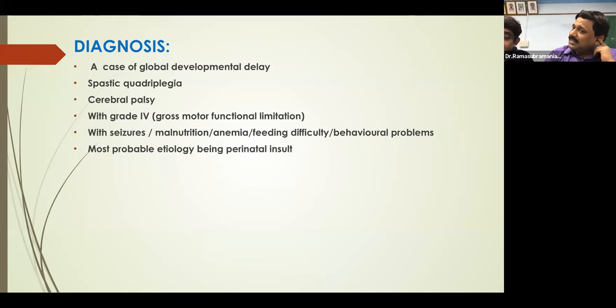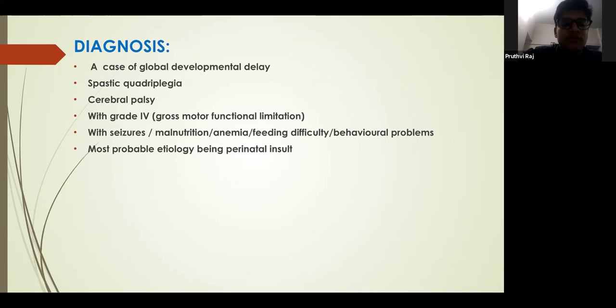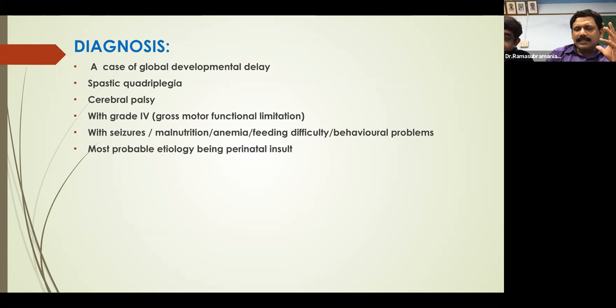So vision, hearing. Those things you have to see, right? Other comorbidities you have to work out, right? Even though you said the child is able to fix and follow objects, you also said there's a convergence squint. You said there could be a refractive error which could have led to this convergence squint. And I remember you telling nystagmus in this child. So what could be the cause for nystagmus in this child?